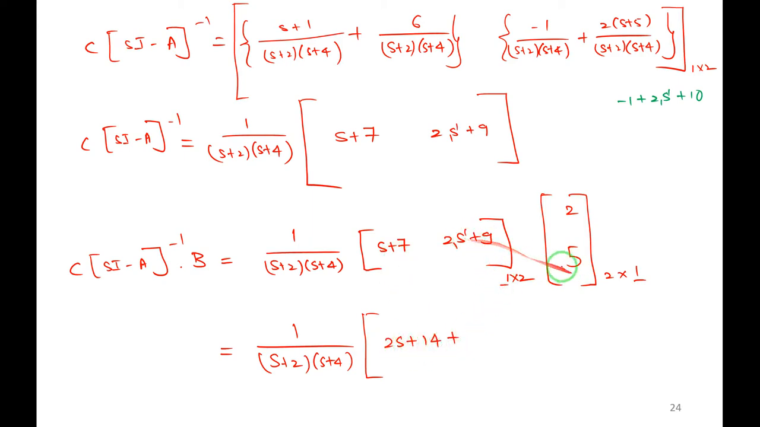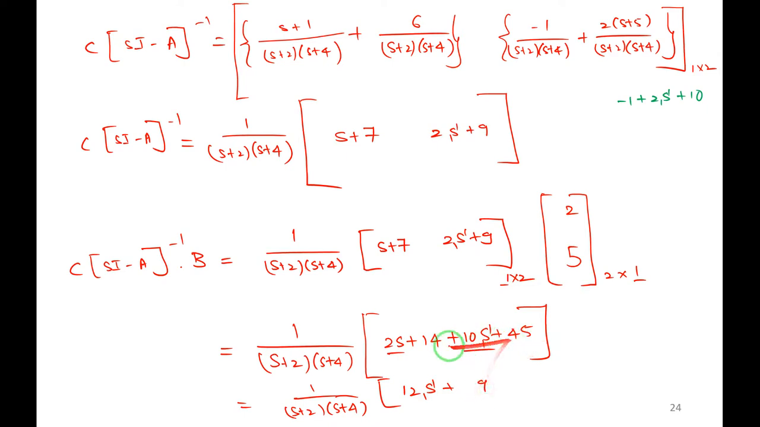Plus multiply this first row, first column, right? So 5 into this, so this is 5 tens, 10S, plus 5 fives are 25, 5 nines are 45. It's correct, right? So what I will be getting, let me write it: (S plus 2) into (S plus 4). So 10S plus 2S is 12S, plus 45 plus 14 is 59. I hope it's correct. So this is C into (sI minus A) whole inverse into B. This one. First part is over.